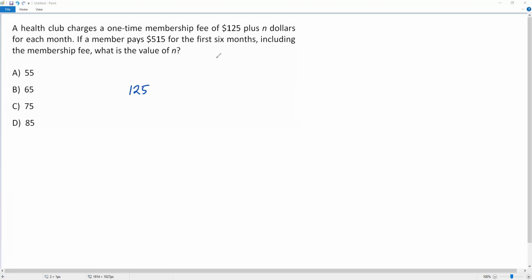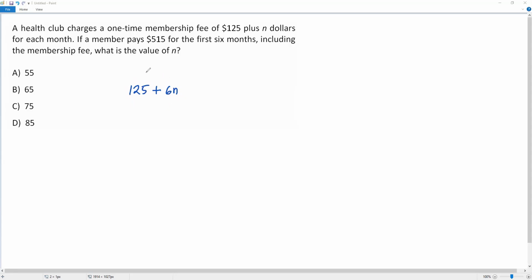Now, to get the amount for 6 months, we have to multiply the number of months, 6, and the amount he pays for each month. That is $N. Then we get 6N. So this is a membership fee, and this is the amount he is paying for 6 months. So when we add them, we get the total amount he pays.